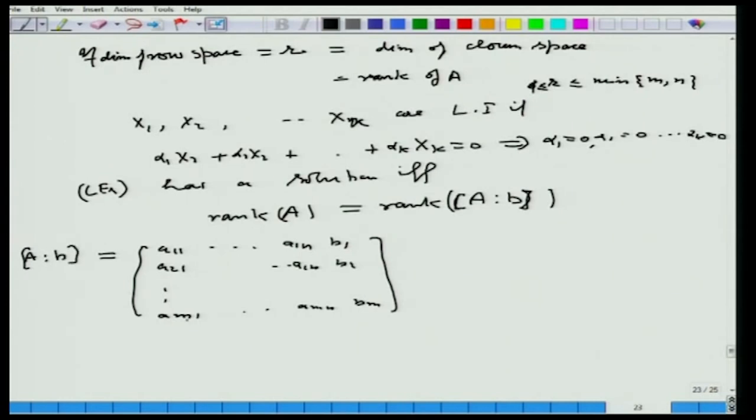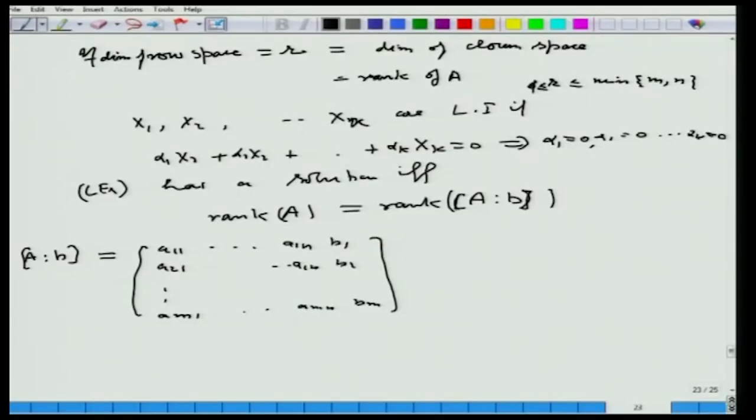Since again, the rank of the augmented matrix cannot be larger than m, but if r is smaller than m, then it might be that the rank might increase. So, if the rank increases, obviously then we will not have any solution, because it is if and only if. So, if the rank of A is the same thing as the rank of the augmented matrix, that means if you adjoin this column, the rank does not increase, then it will have a solution.